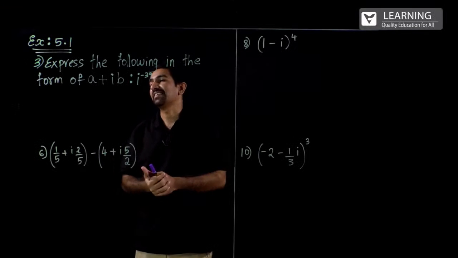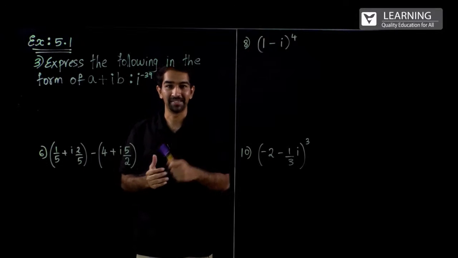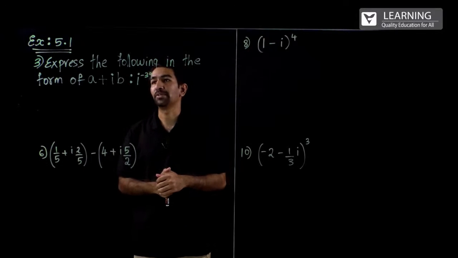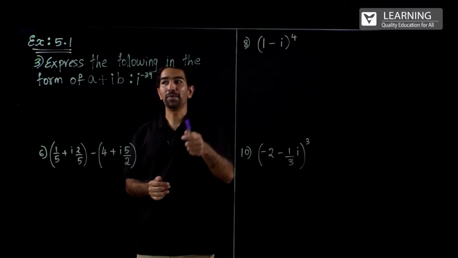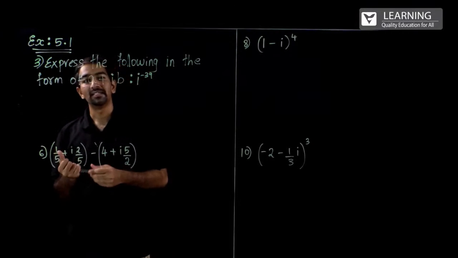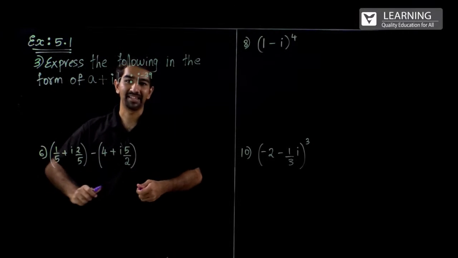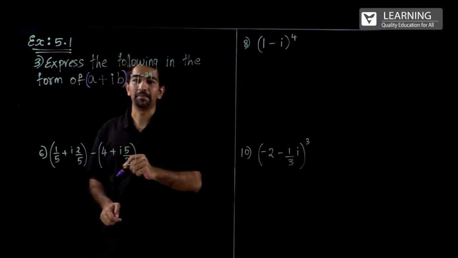So starting with the very first exercise of chapter 5, that is 5.1, and the third question. These are important questions we are solving here. Express the following in the form of a plus ib. Now students, what is this called? This is called a complex number, correct? Complex numbers are generally denoted in a plus ib form.